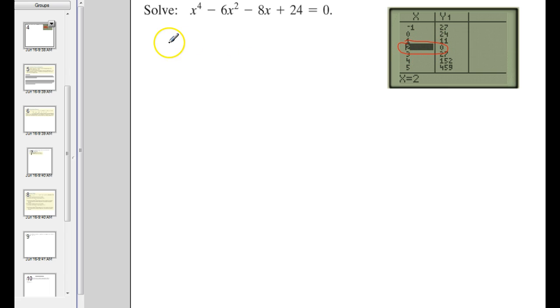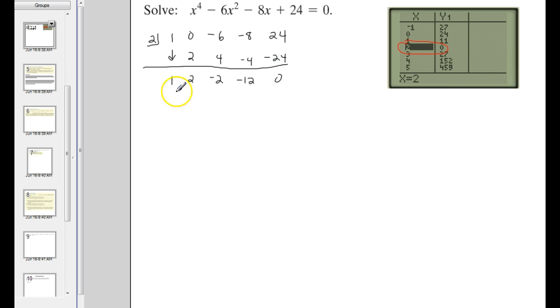Okay, so if I do synthetic division on this, there's the setup. 1, there's a 0 for the cube, -6 for the square, -8, 24. Remember, we just start here, multiply, add, multiply, add, multiply, add, and then multiply. Alright, so we get this.